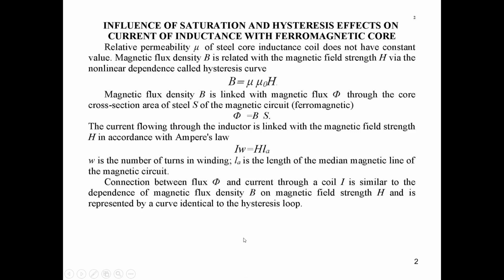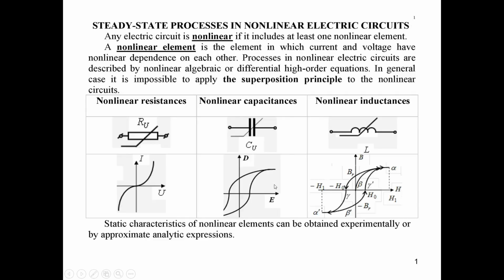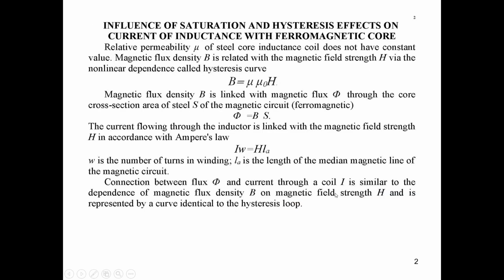With the help of these equations, we can write down the connection between magnetic flux F and current through the coil I, in a similar dependence as B and H are connected with each other. And such a dependence of F on I will also represent a curve identical to this hysteresis curve.